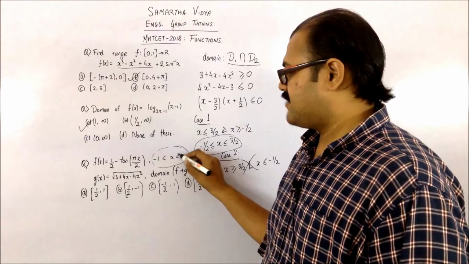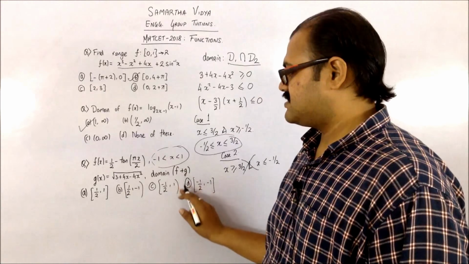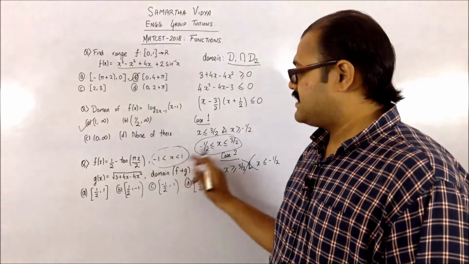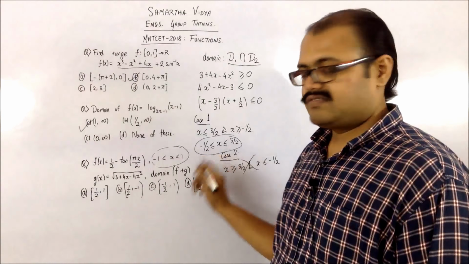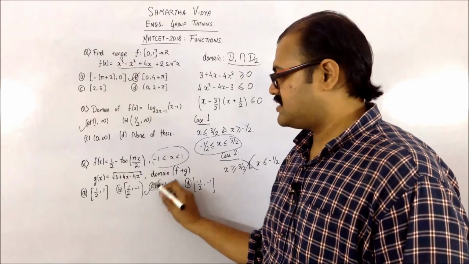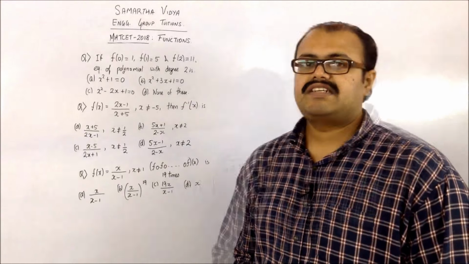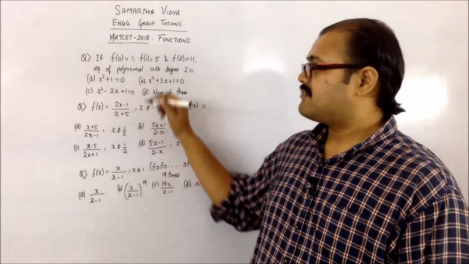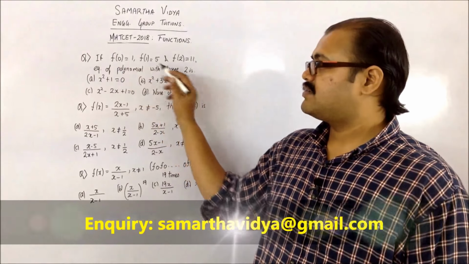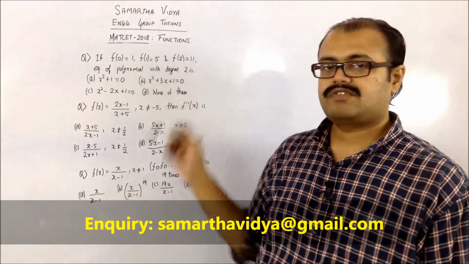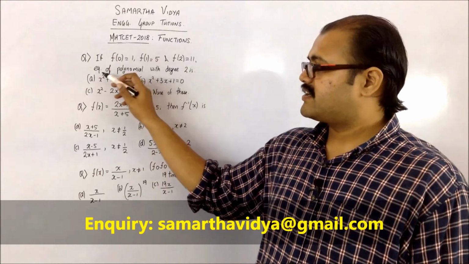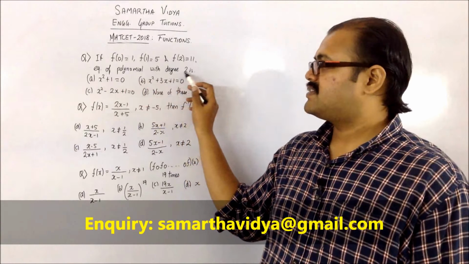Since you can see that 1 is not included, you have the circular bracket, and it is equal to minus half, so you will have the square bracket. So it's your C option. So let us consider these questions now. We have f of 0 is equal to 1, f of 1 is 5 and f of 2 is 11. You have to find the equation of the polynomial with degree 2.